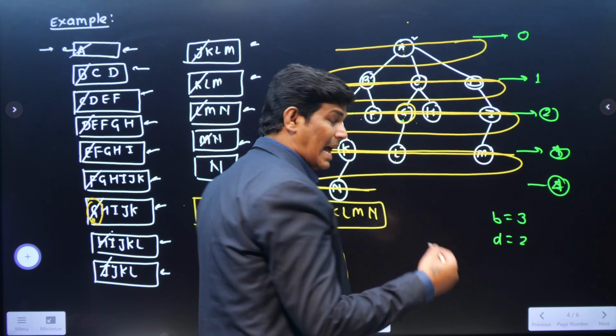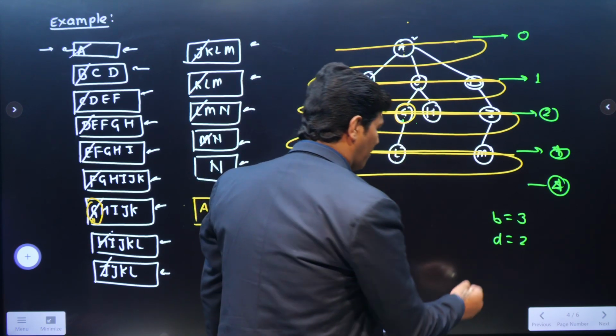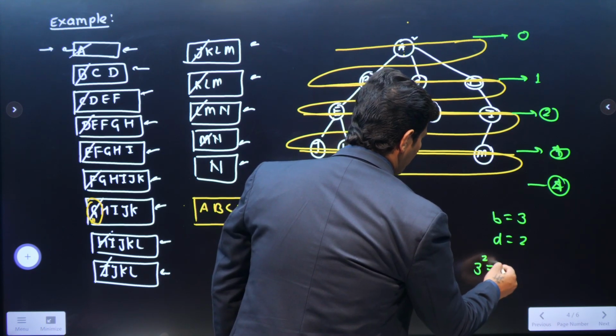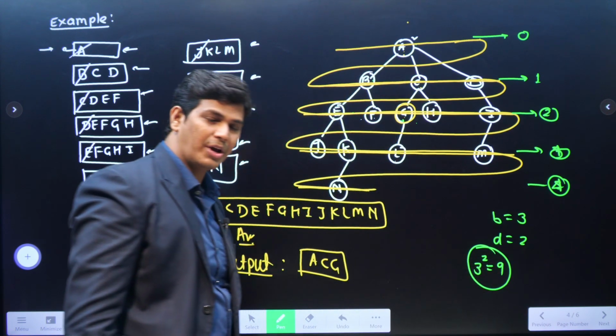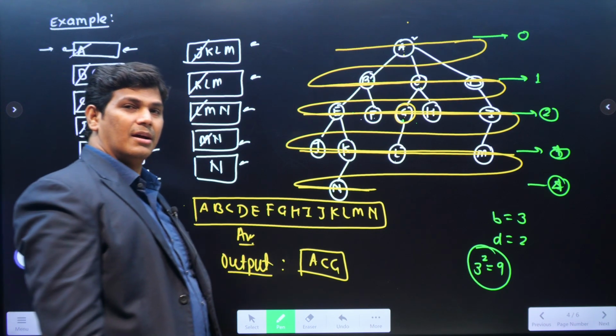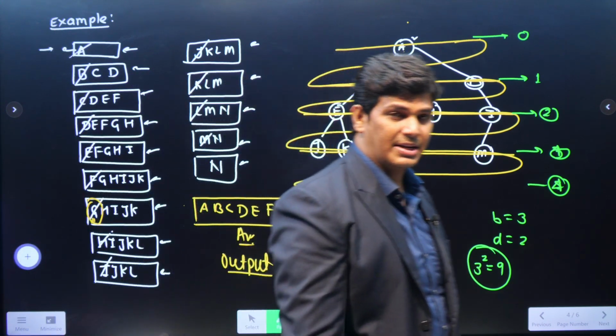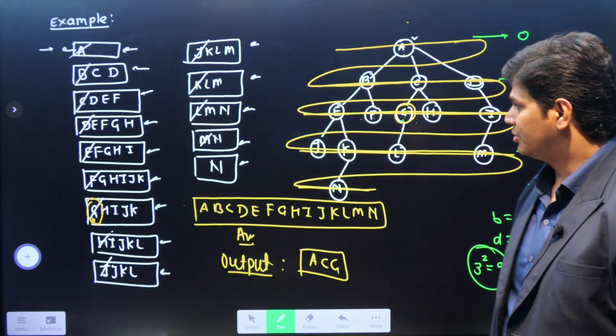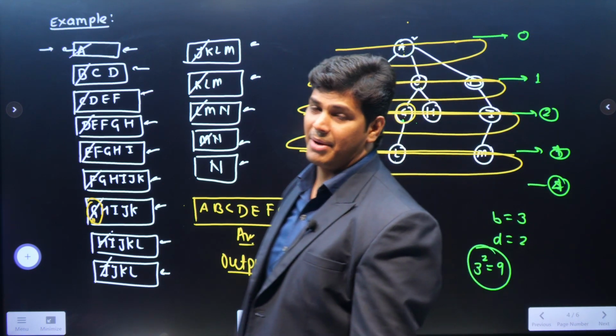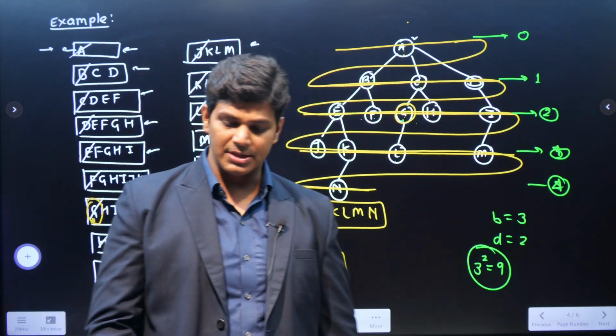Now what is the time complexity? Yes, B raised to D, which is 3 raised to 2, equal to 9. So a maximum of 9 cost we will take to search our solution. Confirm? So this is all about breadth first search. I hope you got the things. Thank you so much, everyone.